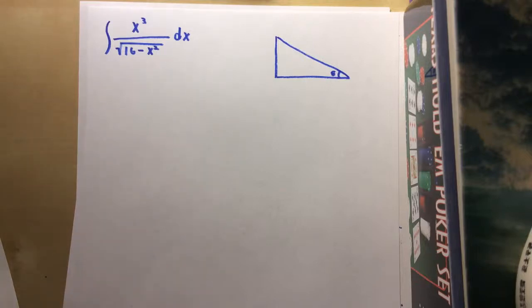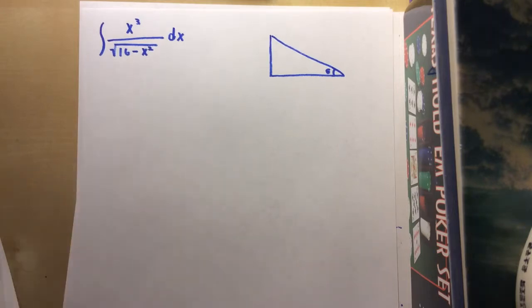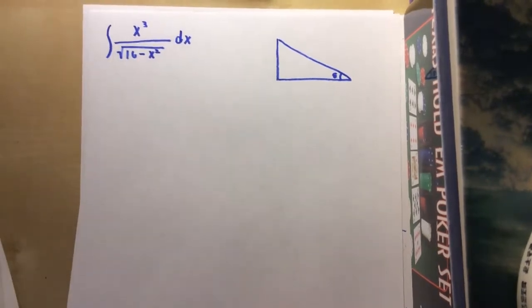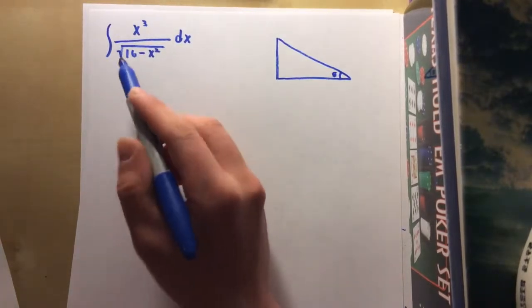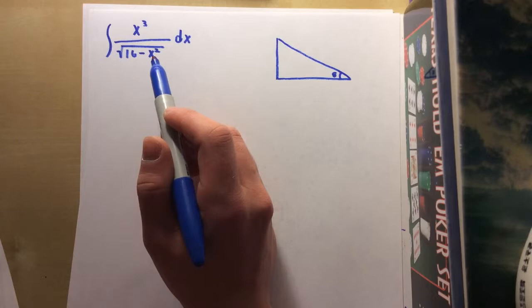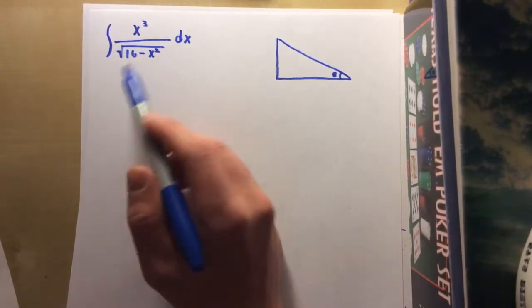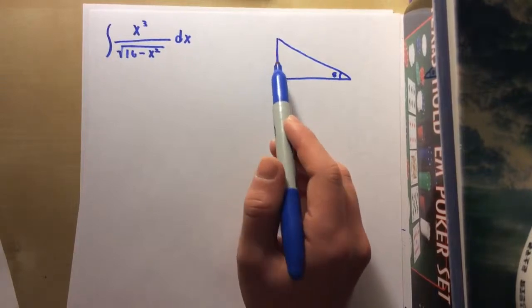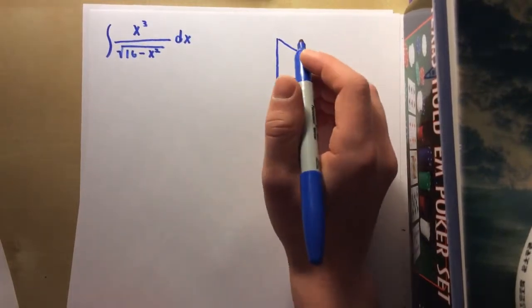So here's another sample problem for trig triangles, and you can see that we have square roots, so we might want to try to use trig triangles to solve this. Our square root is in the form of a squared minus x squared, and if you saw my last video, you know that that's the equation for the length of a leg of a triangle with hypotenuse of a. And in our case, our a is going to be 4.